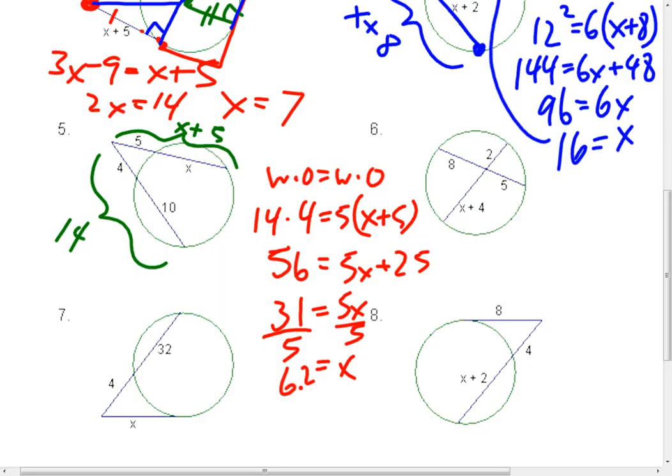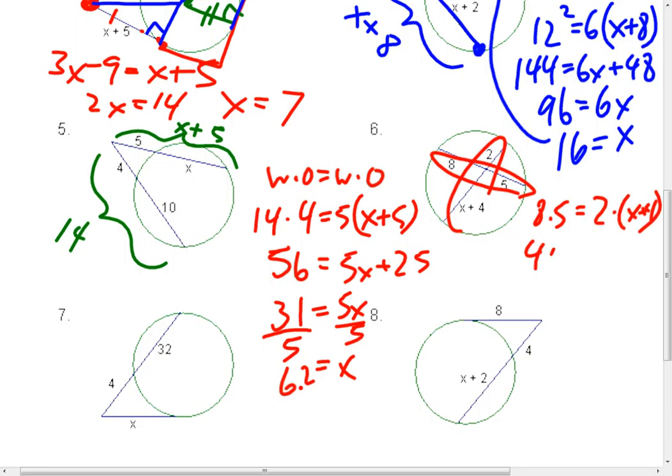What's my rule for a 2-chord situation looking at segments? Do some cross multiplication. 8 times 5, 2 times x plus 4. 2x plus 8, 2x equal to 32, x equal to 16. And what is that? That's just a variable, just a value.